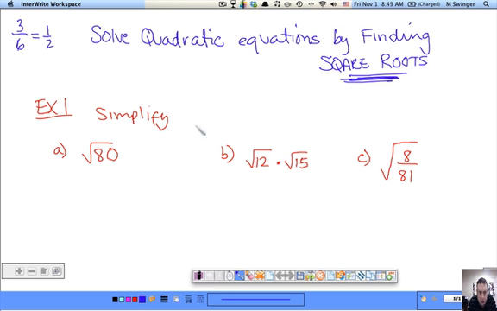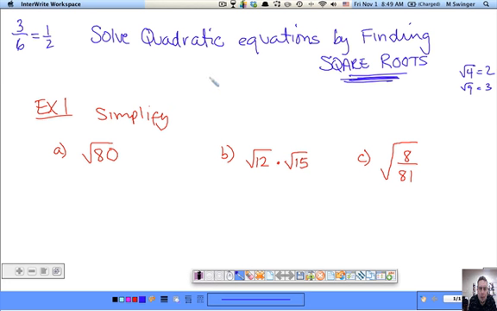Well, you know how to simplify something like square root of 4, right? Because square root of 4 is, what squared gives me 4? 2. Okay, square root of 9. What squared gives me 9? 3. So on and so on. Square root of 80, there's nothing. This isn't a nice answer. So what we have to do is break roots down. So square root of 80, we can break down.